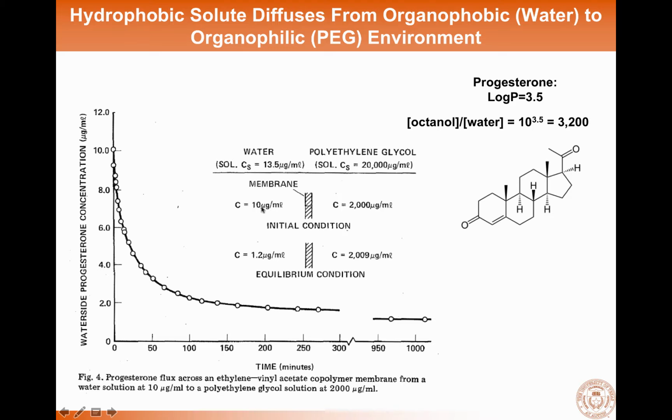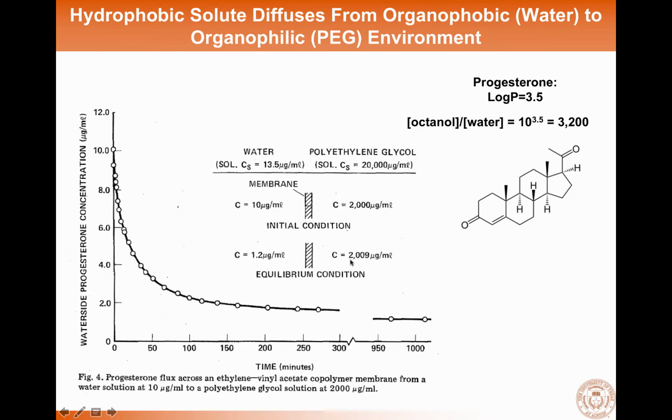And because progesterone is hydrophobic, it has a much lower solubility limit in water than in polyethylene glycol, and so at 10 micrograms per milliliter, the water solution is almost saturated. It has a thermodynamic activity not too far from 1, whereas the polyethylene glycol system is far from saturated. Its thermodynamic activity is only about 2,000 over 20,000, or about 0.1, and so the direction from high thermodynamic activity to low thermodynamic activity is from left to right, and that in fact is the direction that the molecules move.